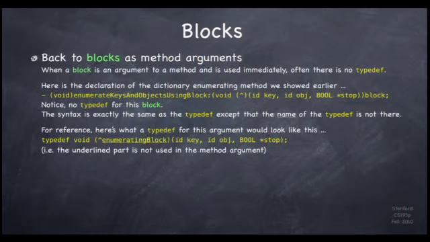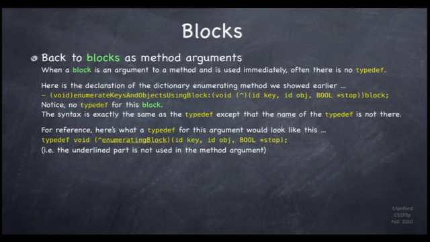A lot of times if you have a block which is an argument to a method and the object is not going to keep it around, like add unary operation did, so for example, like enumerate keys and objects using block, it's going to execute that block right in there. Usually they won't create a typedef. So if you look at the documentation for enumerate keys and objects using block, this is what it looks like. Now, I just want to make sure you understand the syntax here.